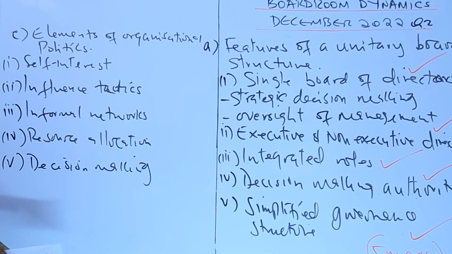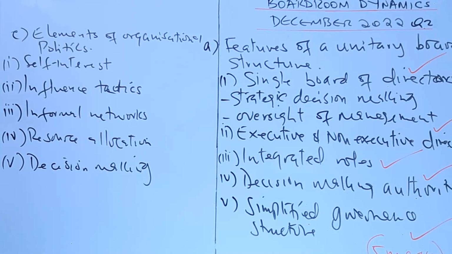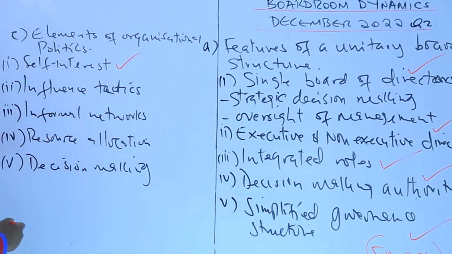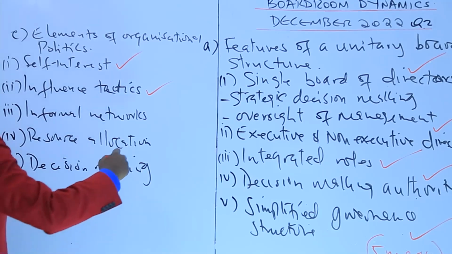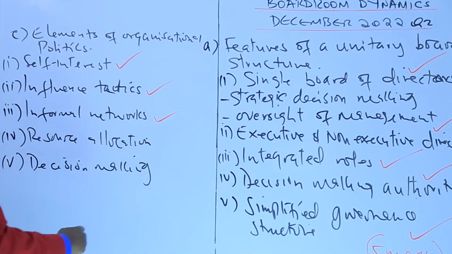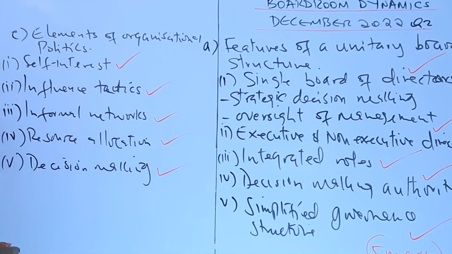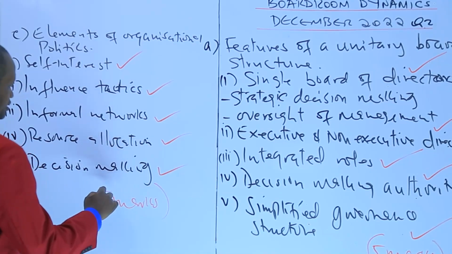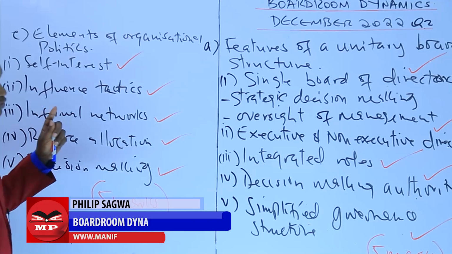So these are 5 elements. They are not the only elements. There are more elements, but candidates were required to suggest 5. Number 1 is self-interest. Number 2 is influence. Number 3, informal networks. Number 4, resource allocation. Lastly, decision making. These are 5 elements, 5 marks. So we have answered the second question, December 2022.